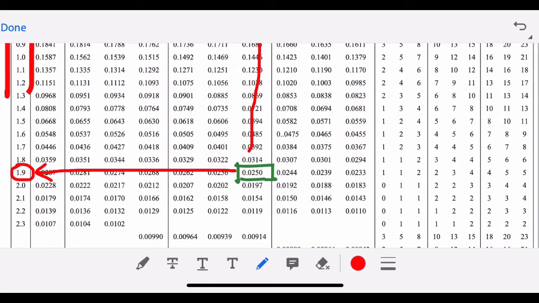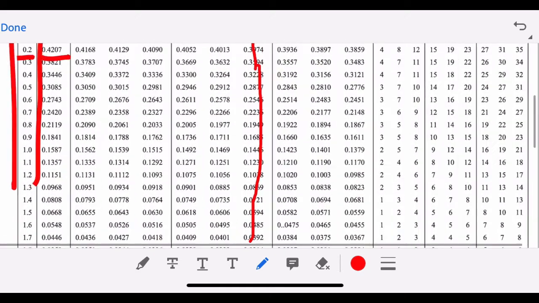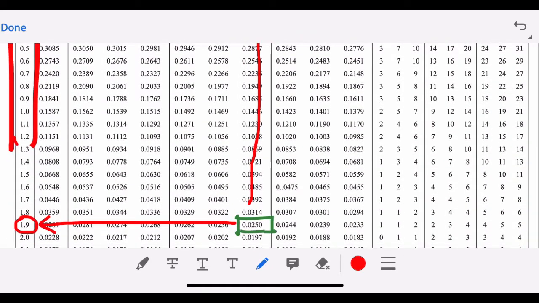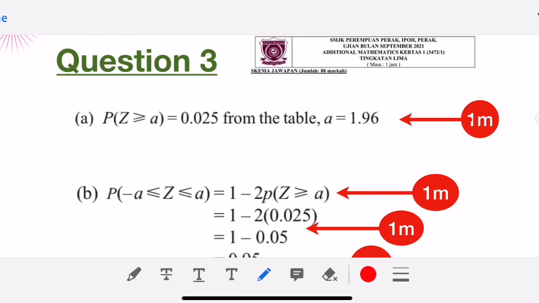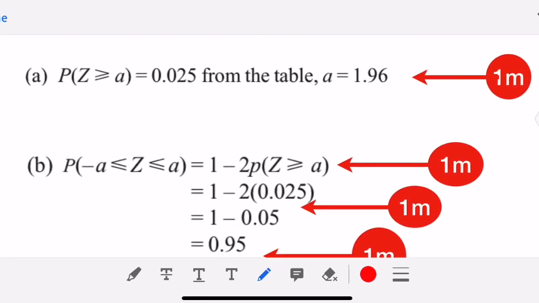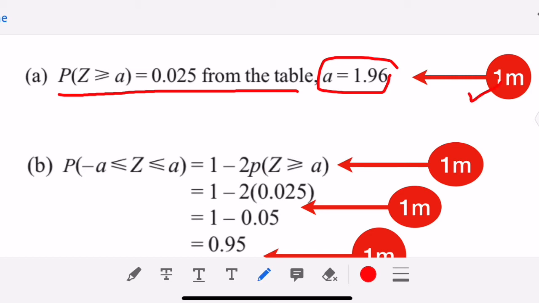Settled. If you are not clear, you must ask how to read the probability. If the probability is given, we read the L shape here. So it's 1.9, and these are the Z scores at the corner here, 1.96. This is how the mark is given in Paper 1: you show the probability for Z more than A equal to 0.025, you find from the table, you get A equal to 1.96, and you're entitled to 1 mark.